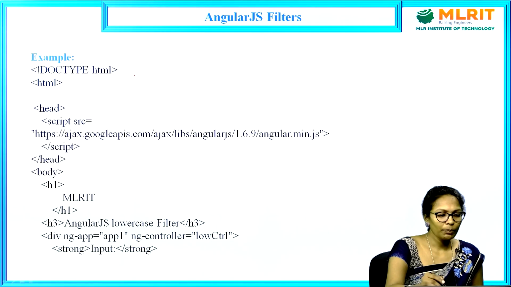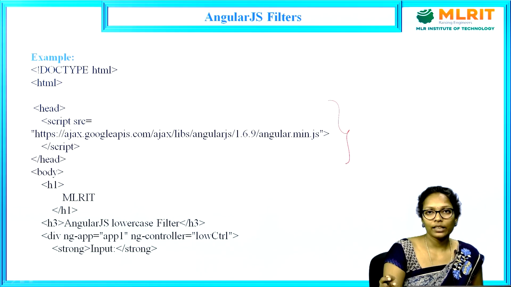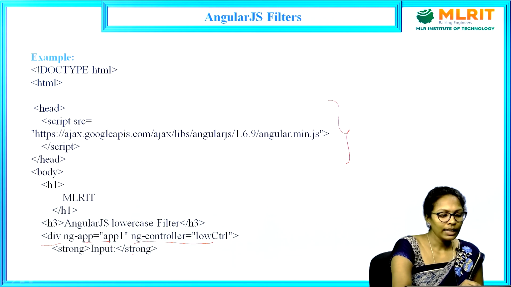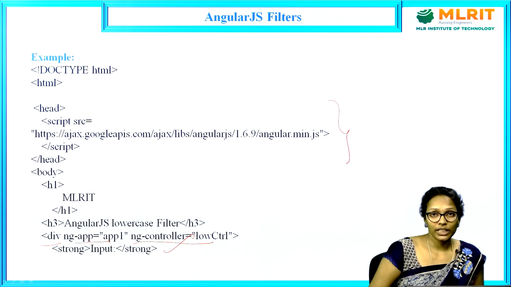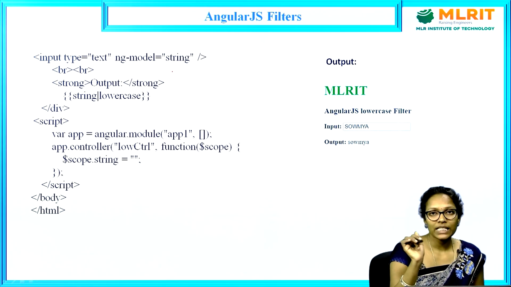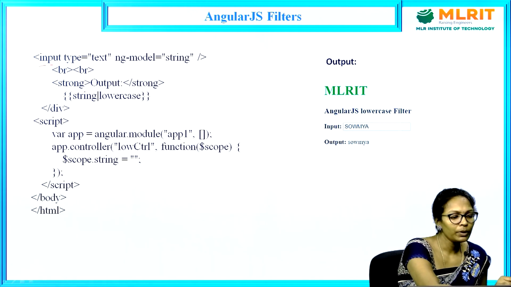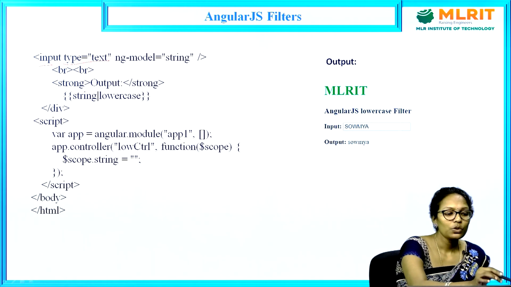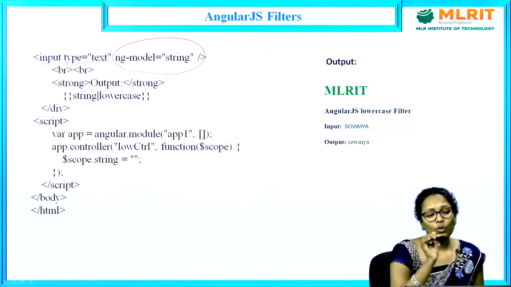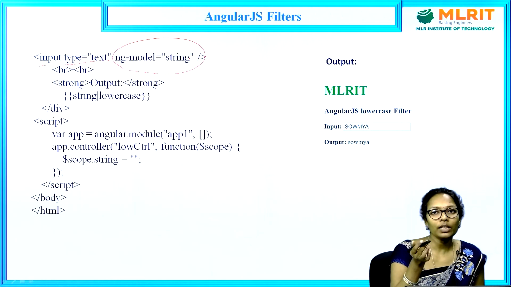Coming to the example, we know this is mandatory for any AngularJS application if you want to use the libraries. So I'm opening a division with 2 attributes, ng-app and ng-controller, and then I'm displaying a message, Input, in strong, which means bold. Here I'm creating a text field, input type equal to text, and for this I'm giving the model name, ng-model equal to string. Why are we writing ng-model? To bind the HTML part with the AngularJS part.